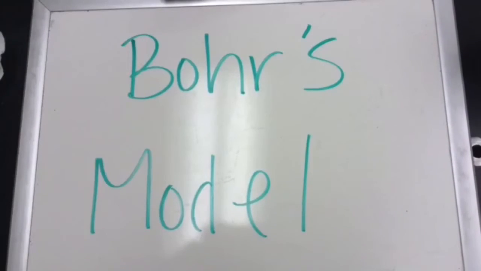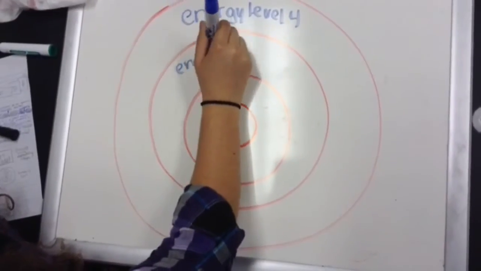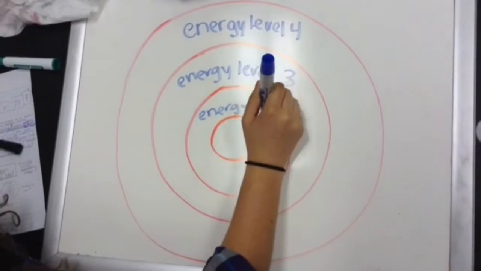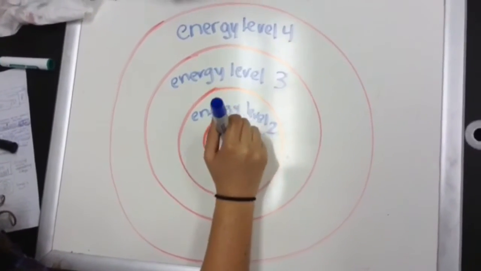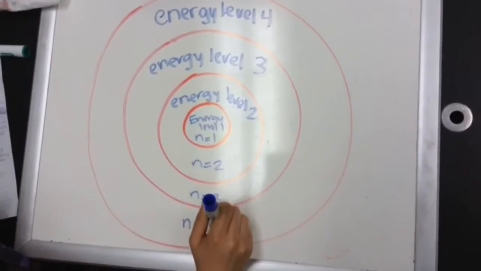Bohr's model, proposed by Niels Bohr, shows the distribution of electrons within an atom. There are various energy levels where electrons could potentially be found. The variable n represents the shell number. To find the number of electrons that could fit on each energy level, we must use the equation 2n squared.